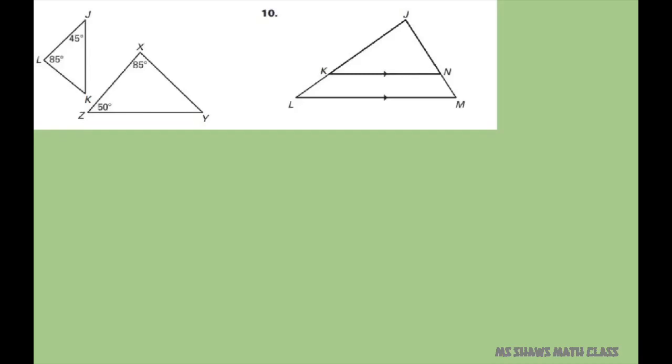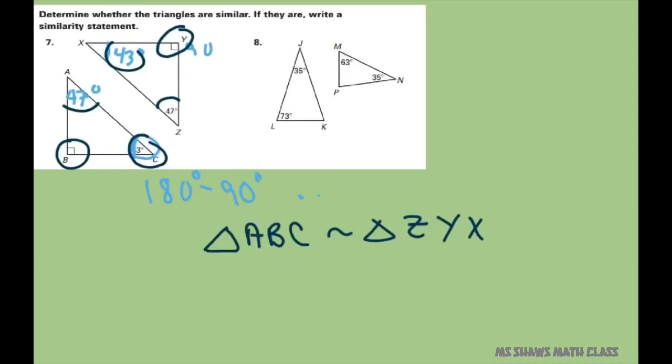All right, the next one. Oh, we have to do another one here. So let's do 8. For 8, we need to see if all these angles measure up. We do have 35 here. If you take 180 minus 63 minus 35, that gives you 82. And if you do this one, it's not going to be 82. If you take 180 minus 35 minus 73, you get 72. So this would be 72. And since the angles aren't congruent, that means the triangles are not similar.